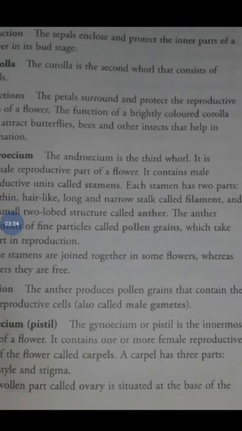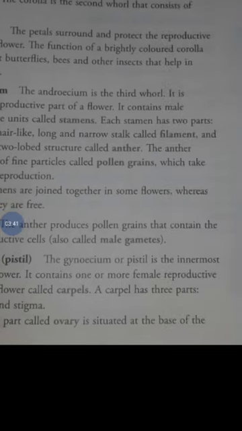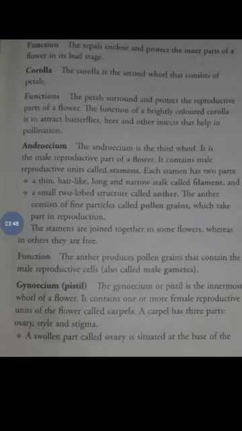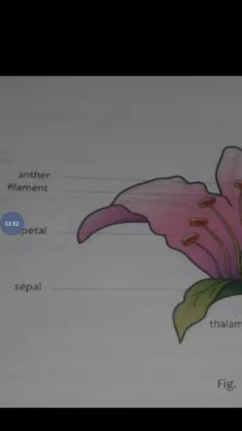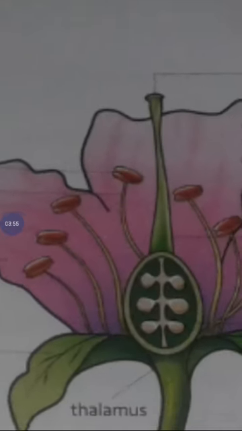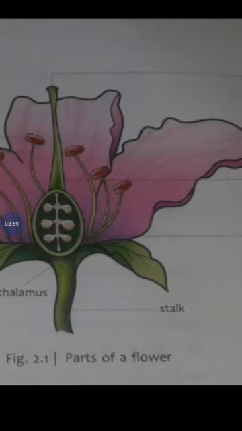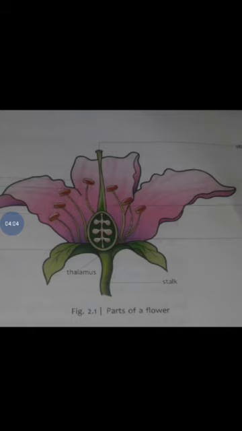Now androecium. Androecium is the third whorl and it is the male reproductive part of the flower. It contains filament and a small two-lobed structure called anther, which helps in reproduction. Here you can see anther and filament. This is an anther and this is a filament. All these structures you can see in the flower of Hibiscus rosa-sinensis, which is known as Gudhal flower.